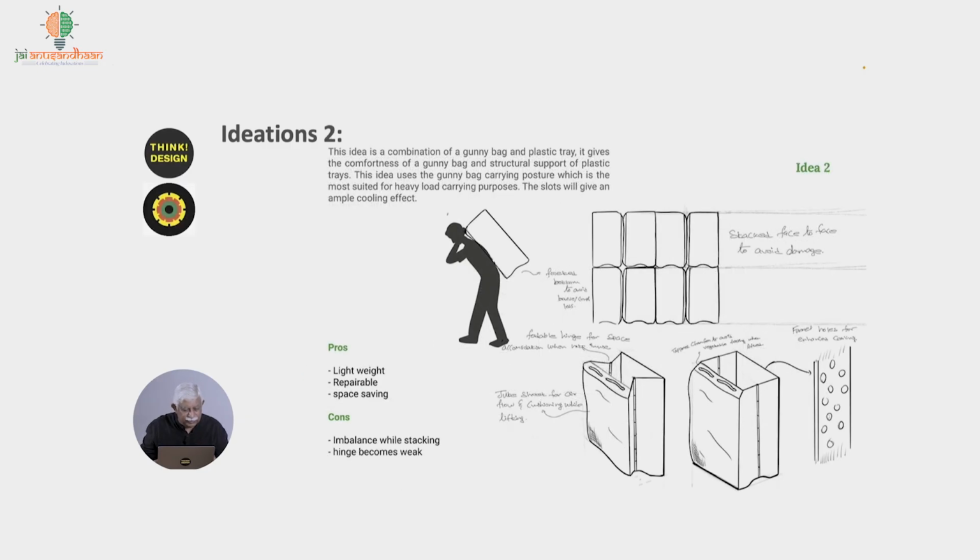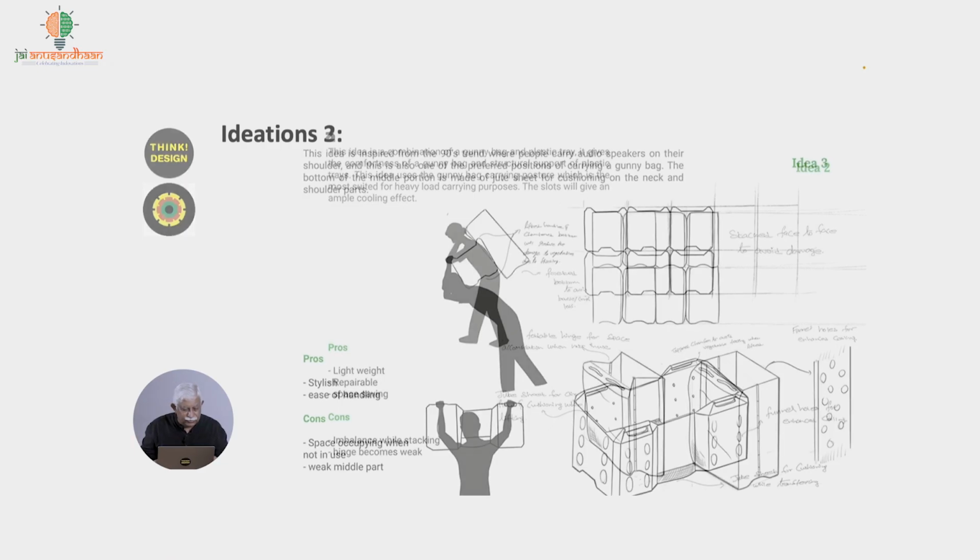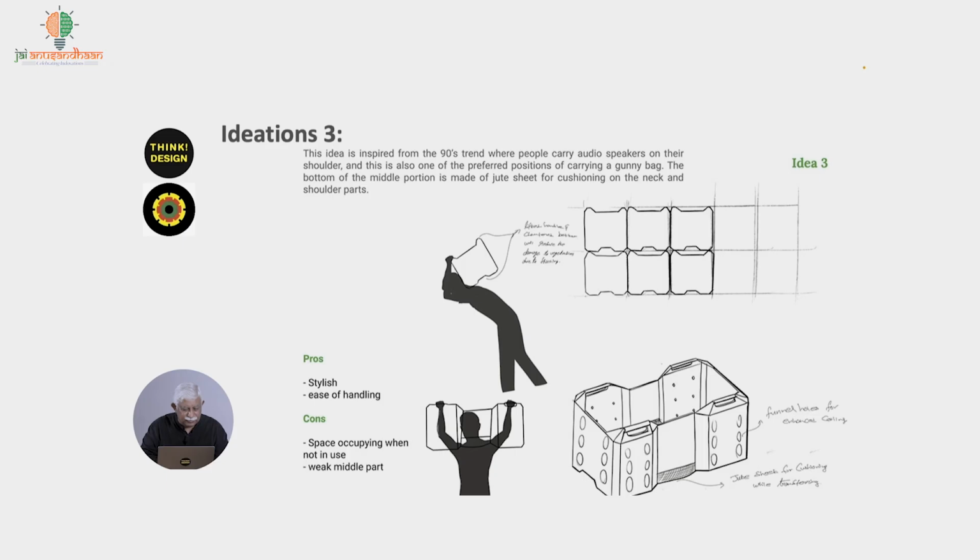Also, the way one actually moves around. It has to be lightweight and repairable. Also, it should be space saving, which means you should be able to stack it one next to another. So these are all the ideations coming in. These are small containers which go into one another, so it is easy to handle. When it is not actually being used, it occupies less space.